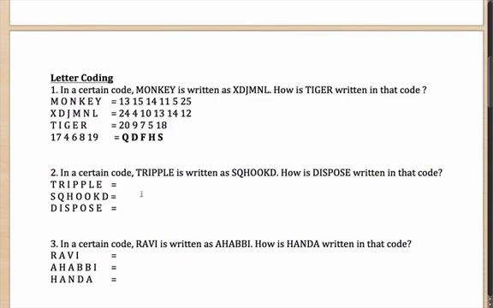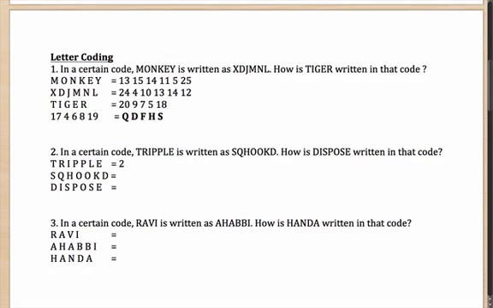Very similarly, let us try and get the code for triple. T is 20, R is 18, I is 9, P is 16, P is 16 again, L is 12, and E is 5. What is SQH? S is 19, Q is 17, H is 8, both O's are 15 each, K is 11, and D is 4.